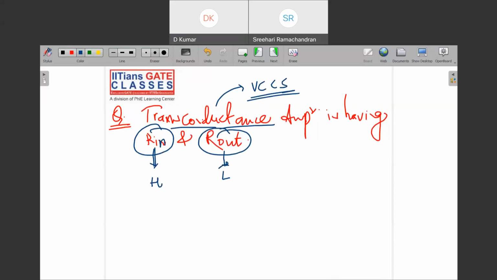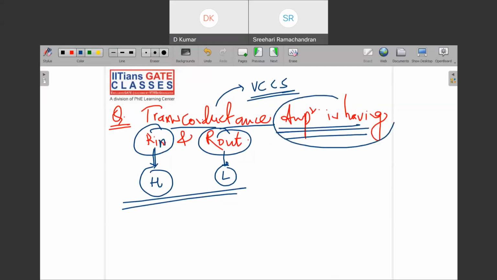So in case of transconductance amplifier, the R in will be high and R out will be low, right? So in this manner, you can decide: suppose input and output resistance are given, and if somebody is asking you what kind of amplifier this is, you can decide directly. Depending upon the input resistance and output resistance, you can decide what kind of amplifier it is, right?